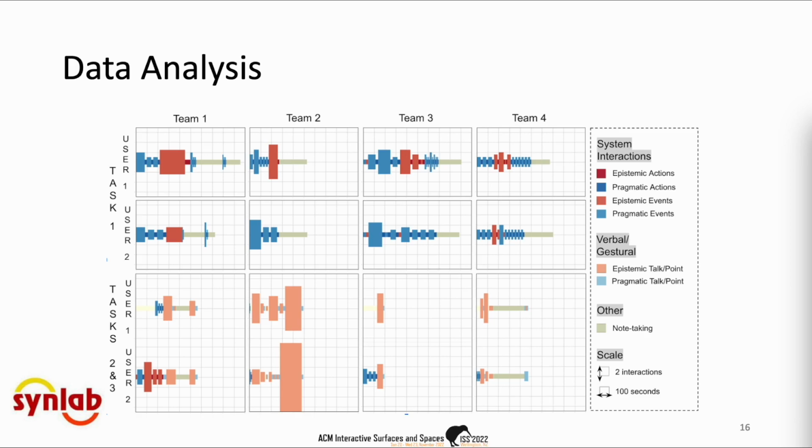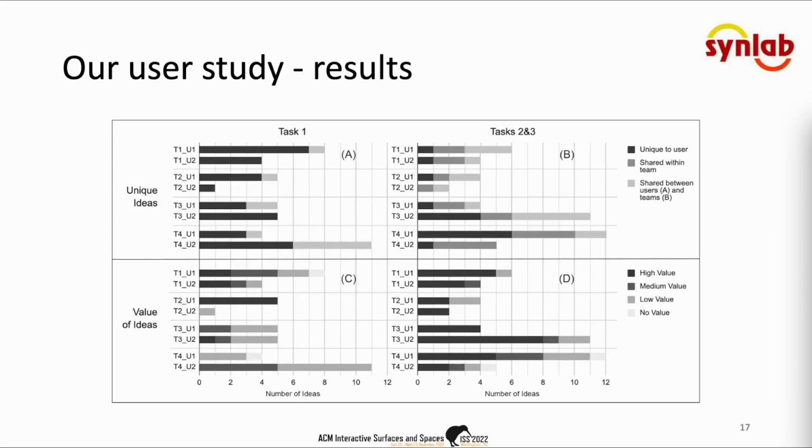It's interesting to see how different team 2 looks, which can be explained by the fact that in task 1, user 2 of team 2 didn't do any epistemic actions. Then in tasks 2 and 3, team 2 users had to talk a whole lot more compared to other teams, because it was user 1 of team 2 having to explain more about the data to user 2 of team 2.